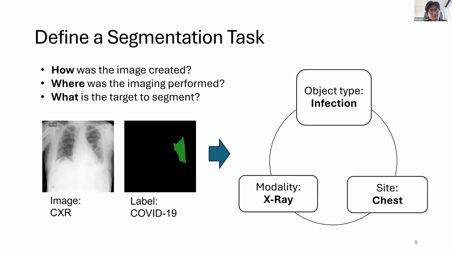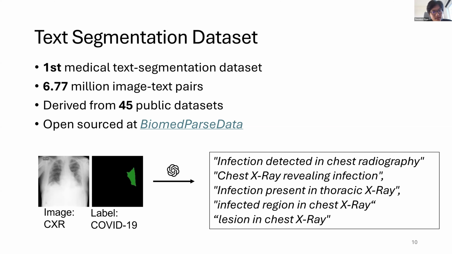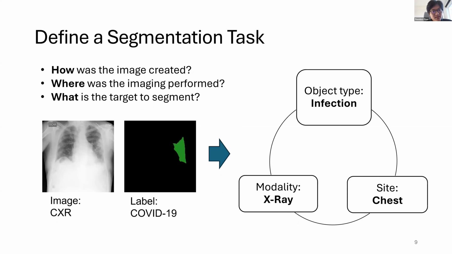Just the same as you design a prompt to unify all the different NLP problems, you also need to have a unified, structured way to design a segmentation task. And if you think about it, there are three components that can almost uniquely define a segmentation task. The first one is how the image was created. So this is basically the modality of the image. What's the technology that you use to create this image? And this makes the image look very different. So the model should know that in order to perform high quality segmentation.